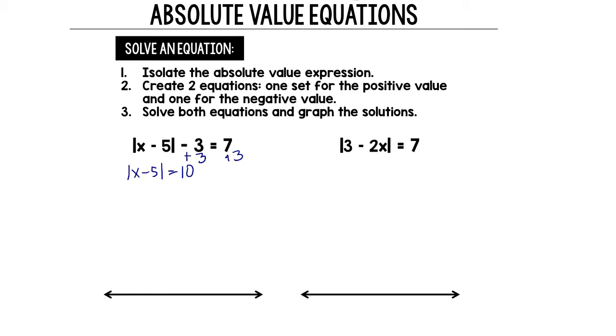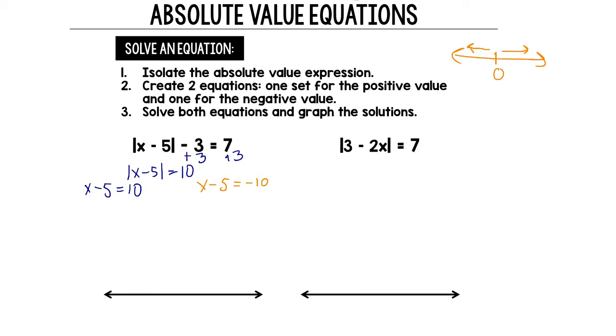Now here's where it gets crazy. Create 2 equations, one for the positive value and one for the negative value. So we could have x minus 5 equals 10. This is where the absolute values go away, by the way. Or we could have x minus 5 equals negative 10. We say this because we don't know on our number line if we're going in the positive or the negative direction, because the absolute value takes that specification away. So when we solve an equation, we have to account for both possibilities.